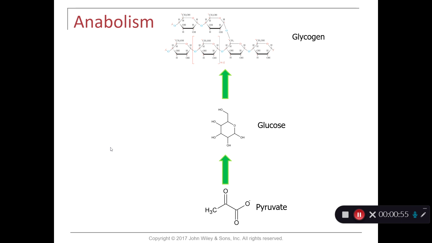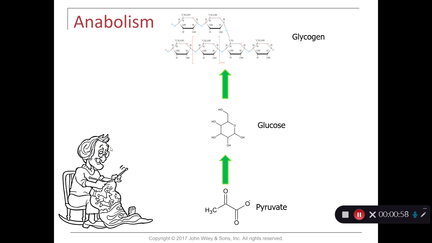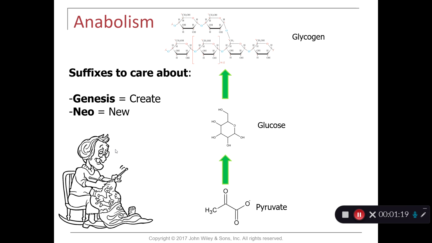Anabolism. Anabolism means to create and make. When I think of anabolism, I think of my dear old Aunt Anna. Always so willing and loving and caring, trying to take care of me and my siblings, knitting those pretty little scarves and sweaters and all that stuff. With all her love and care, she dedicated so much time to build things up so we can use them. Such a good old Aunt Anna. Usually words that mean some type of buildup, when we're talking about metabolism, you're going to see genesis. Genesis means to create, while neo means new.